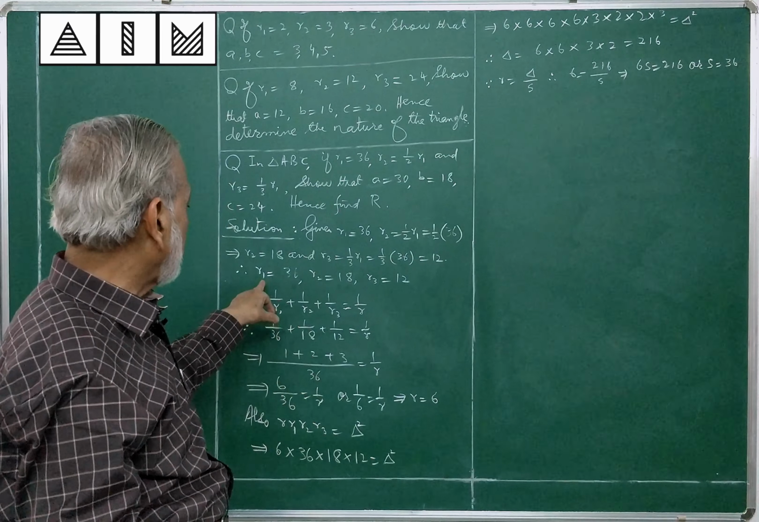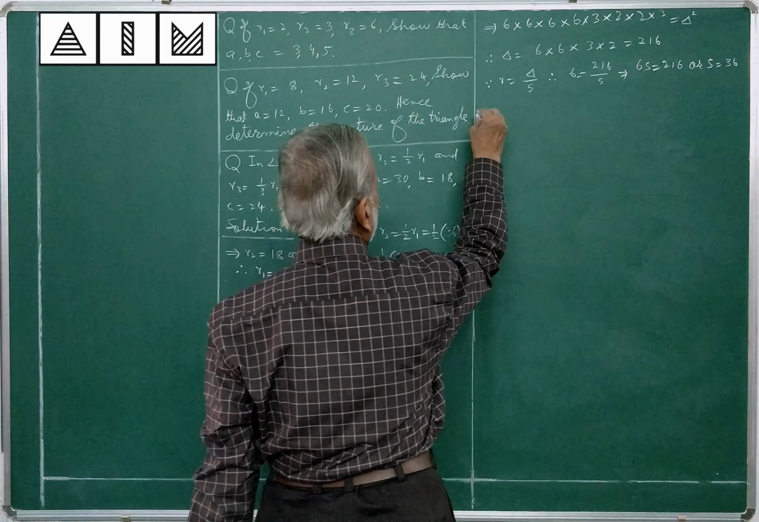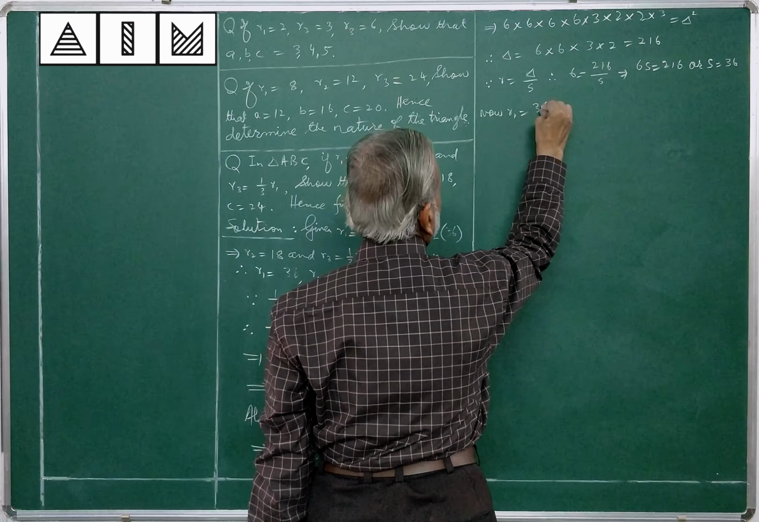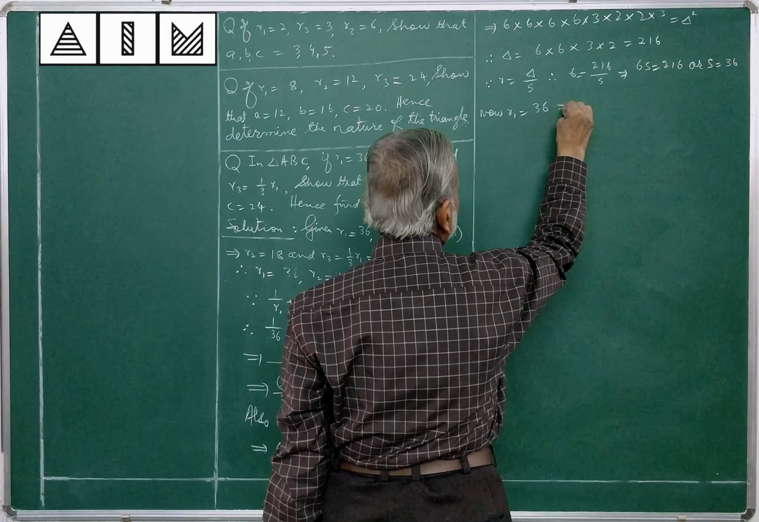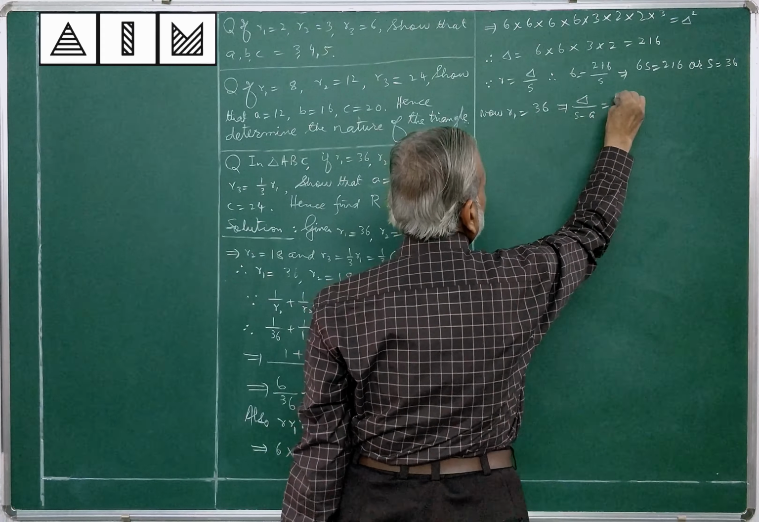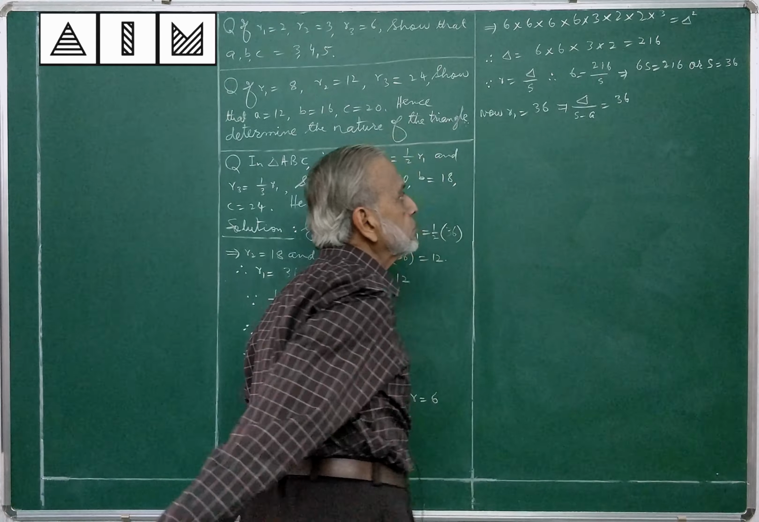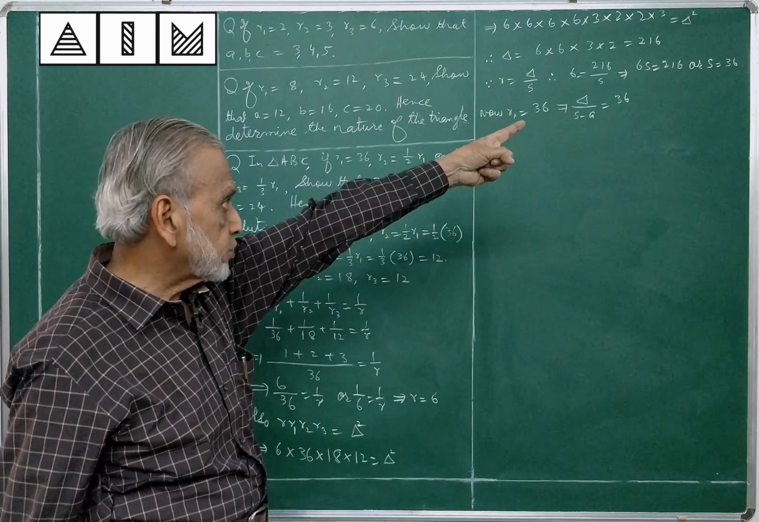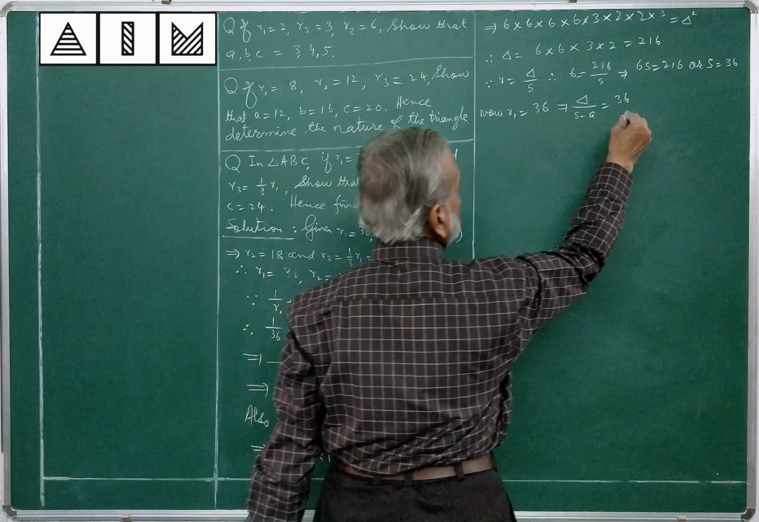I am rewriting this, R1 is equal to 36. That means delta by S minus A is equal to 36. Delta is 216, S is 36, substitute here.